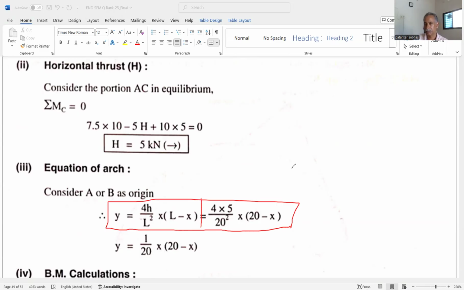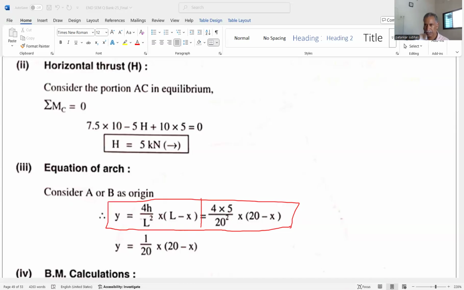So y, where the height or rise is equal to 5: 4 into 5 divided by span 20 meters, so 20 squared into L, is equal to 20 minus x. This is the equation. So y is equal to 1 by 20 into x times (20 minus x). When I put x equal to 5 meter, we get y equal to 15 divided by 20, right?